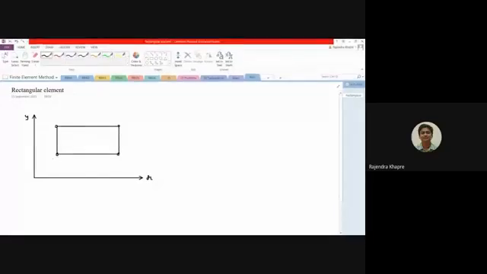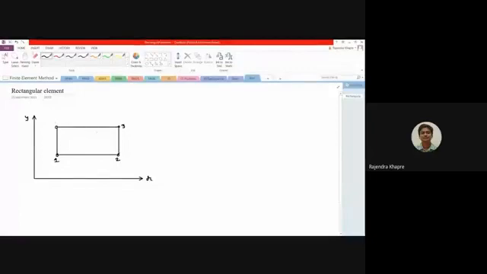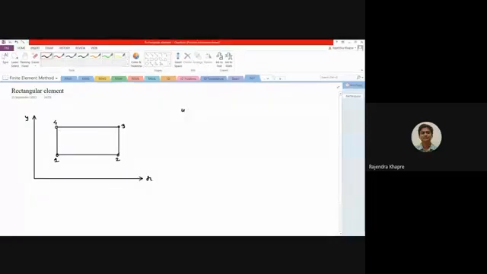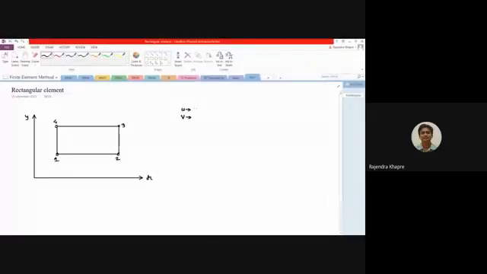Okay, so there are four nodes over here. So this will be called node number 1, this will be node number 2, this will be node number 3, and this will be node number 4. So this rectangular element has got four nodes, and every node has got a deformation in the u direction as well as in the v direction. The u direction deformation is parallel to the x-axis, and the v directional deformation is parallel to the y-axis.